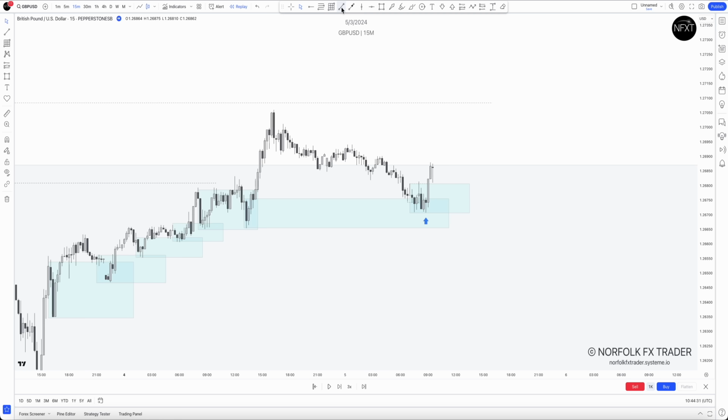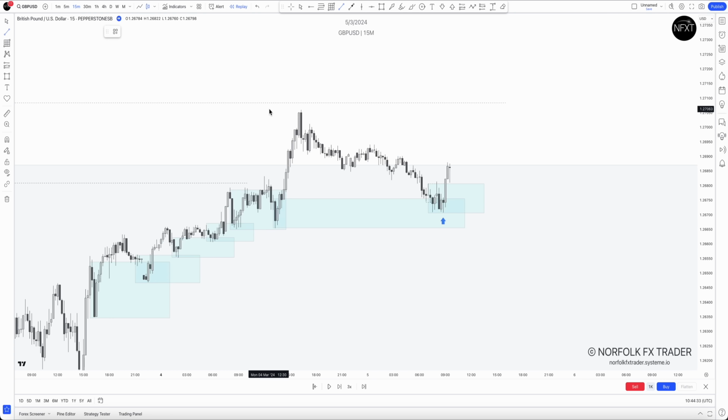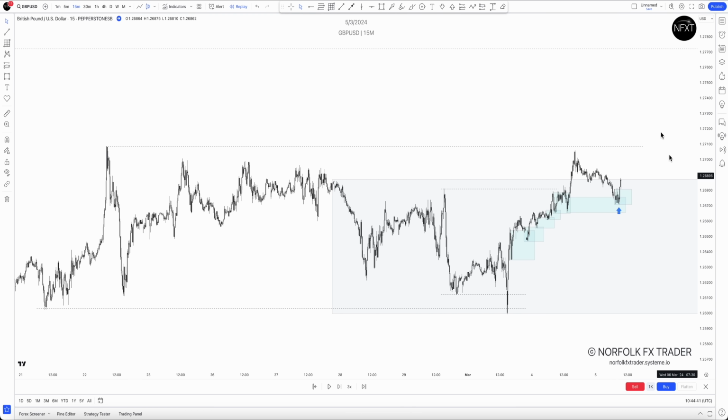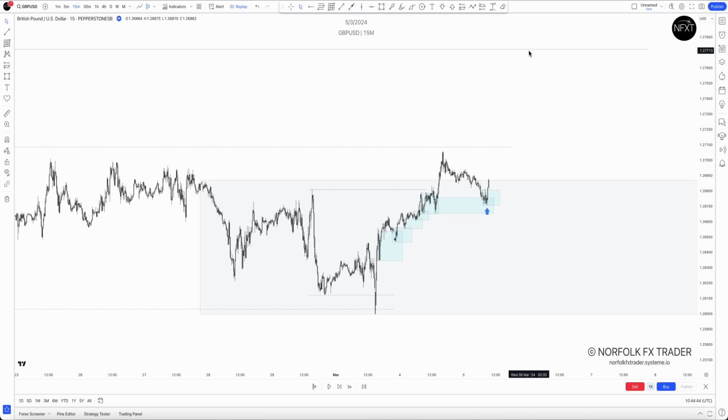So my targets. First off, shrink the chart out, my target is to take out this high. That's my first potential area I expect price to go. After that, I'm expecting price to go for this high, which is that daily swing high we saw to the left. We went through the daily. So let's go forward with price here.